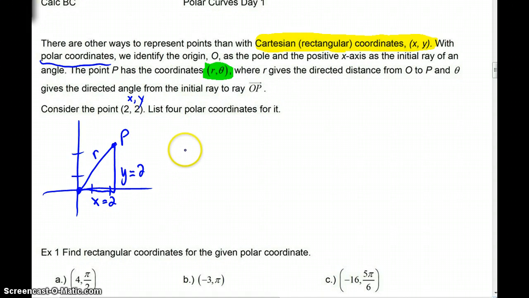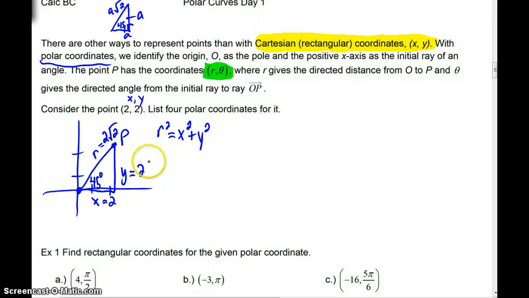Now, of course, very quickly, if we remember our geometry, in a 45-45-90 right triangle, the two sides, the two legs, are congruent. We have a, a, and the hypotenuse is a radical 2. So we would know that r is 2 root 2. We'd also know that our angle down here is 45 degrees. Of course, we could also have used the Pythagorean theorem to help us find r, and we're going to talk about that later.